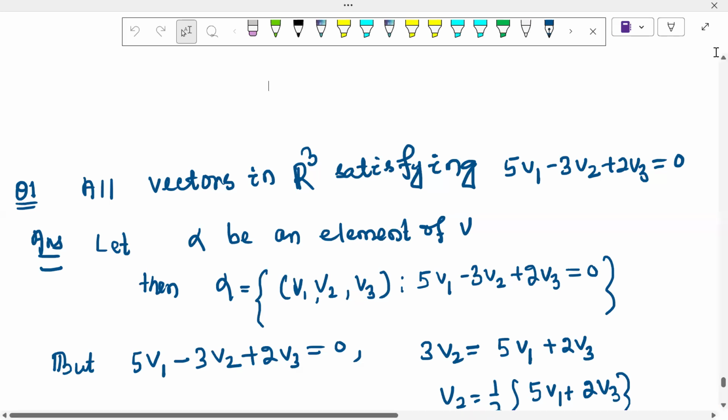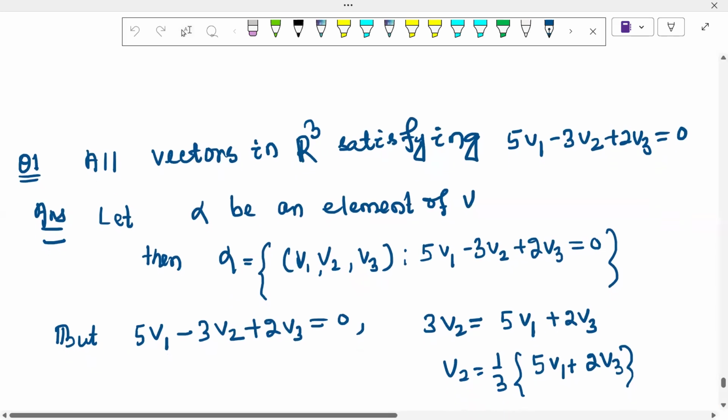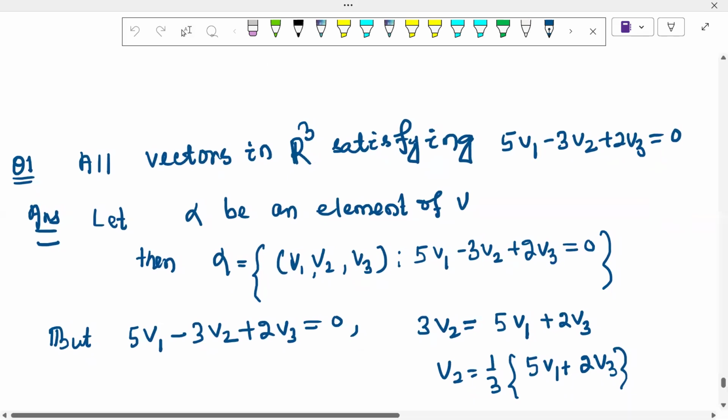Question number 1. All vectors in R^3 satisfying the criteria 5v1 minus 3v2 plus 2v3 equal to 0. You see here alpha is a vector space. We consider an element of alpha which exists in V, or alpha be an element in V, and we just express alpha is equal to (v1, v2, v3) such that 5v1 minus 3v2 plus 2v3 equal to 0.